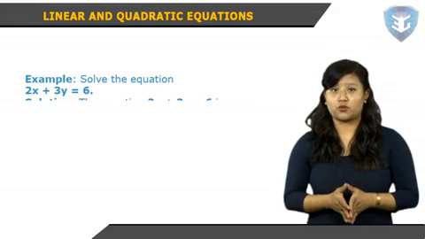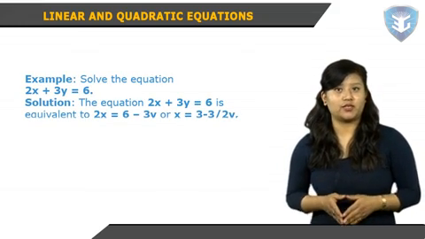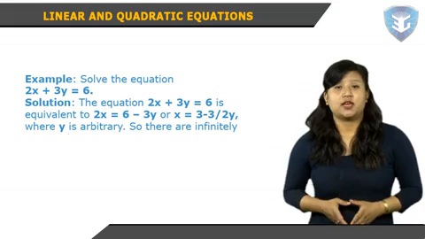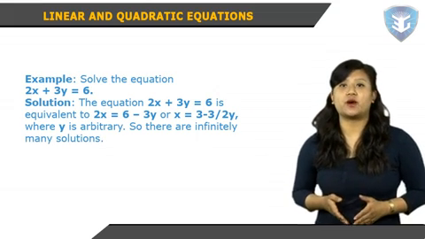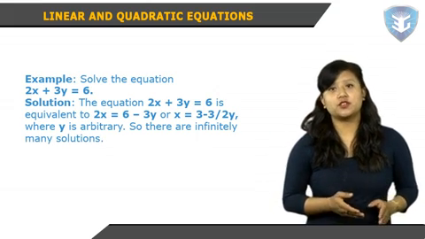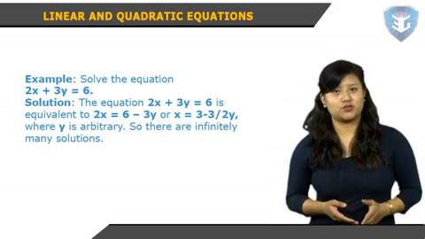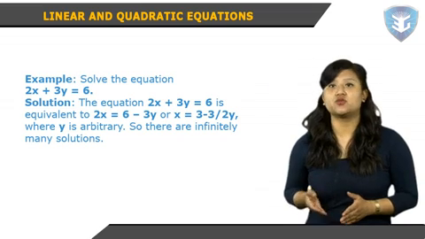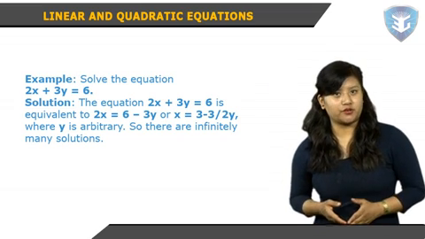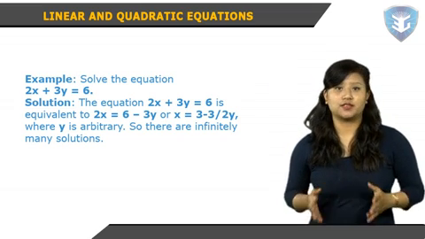Example: solve the equation 2x plus 3y equals 6. Solution: the equation 2x plus 3y equals 6 is equivalent to 2x equals 6 minus 3y, or x equals 3 minus (3/2)y, where y is arbitrary. So there are infinitely many solutions.